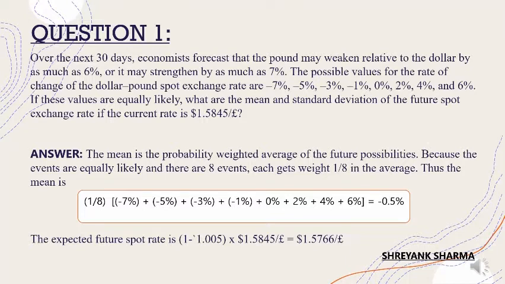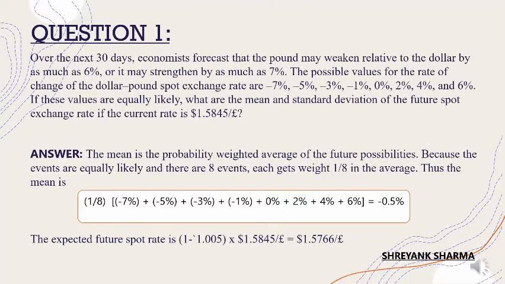So coming to the answer, first we calculate the probability of each of these possible values, and as they are equally likely to occur, we simply calculate that by dividing 1 by 8, where we get a probability of 0.13 for each event to occur. And then we move on to calculate the mean.